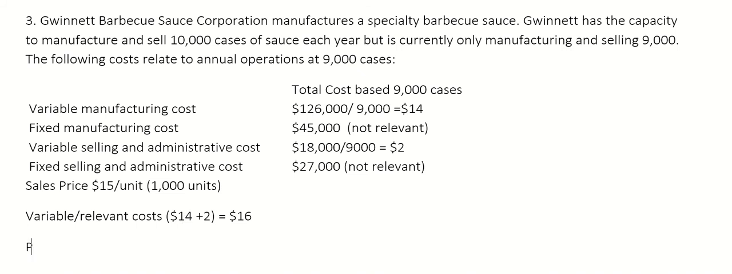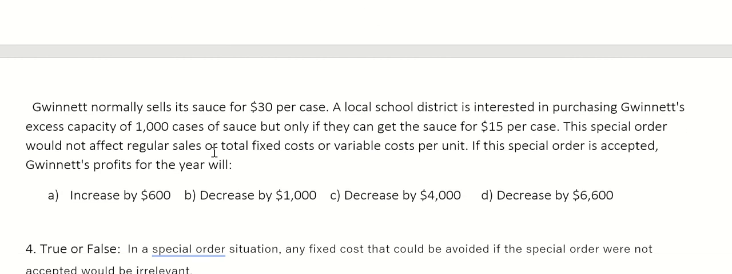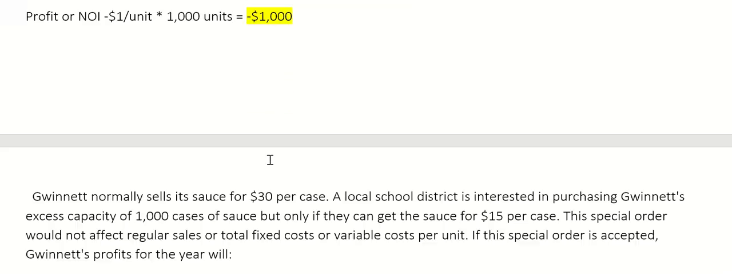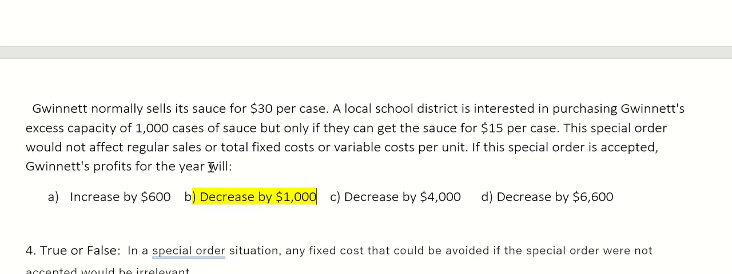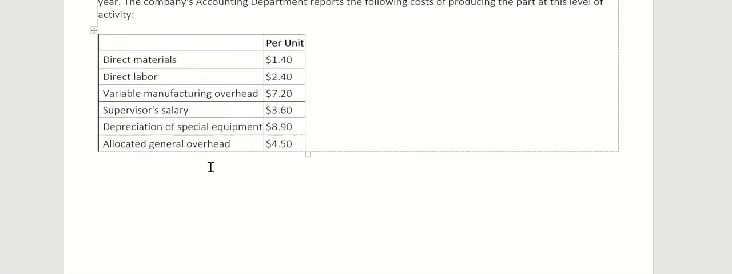So this would give us profit or net operating income, NOI, of a negative $1 per unit, and then we can multiply that by 1,000 units that they want, and that would give us a negative $1,000. So would this be a good idea to accept this special order? I'd say no, it's not a good idea. And so it would decrease profits, also known as net operating income, by 1,000. And I'll continue this in the next video.